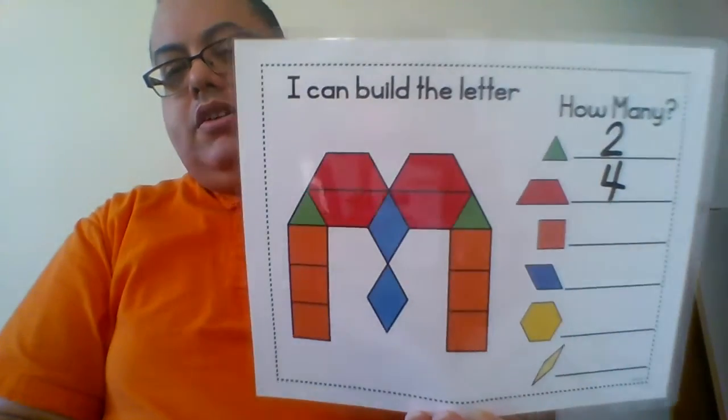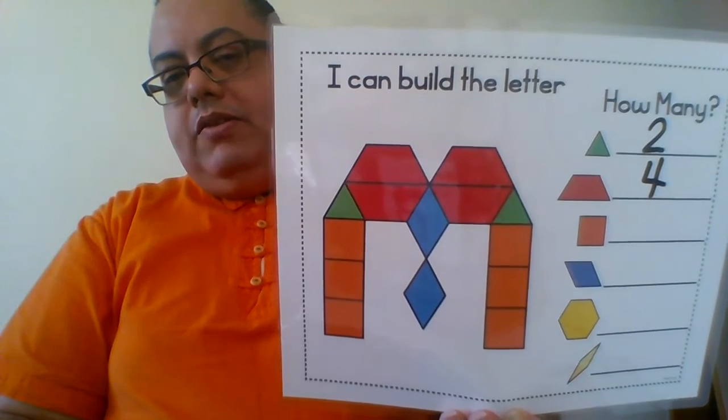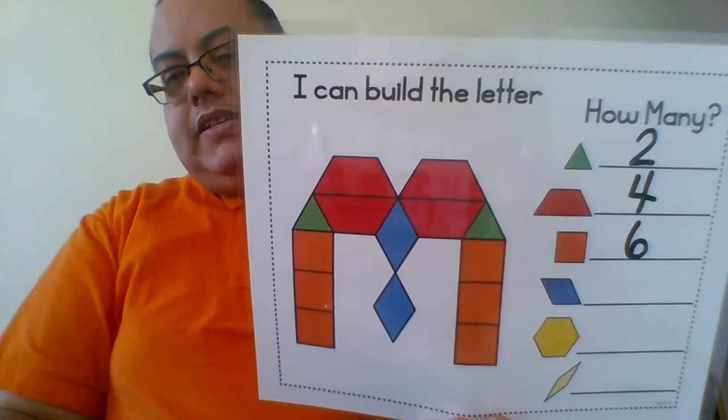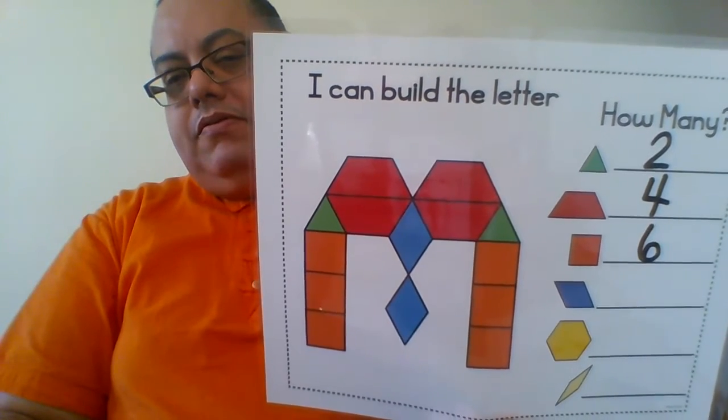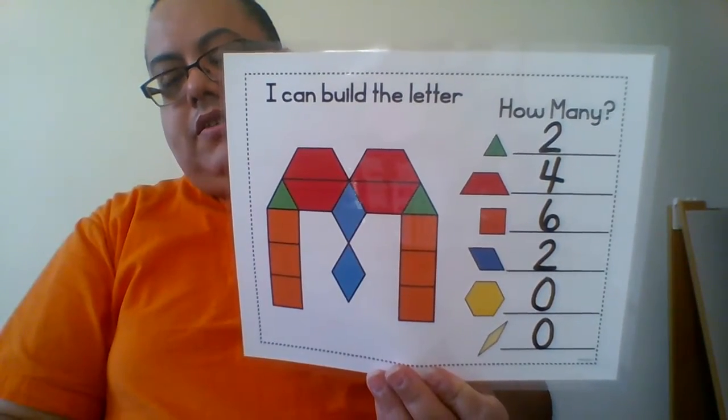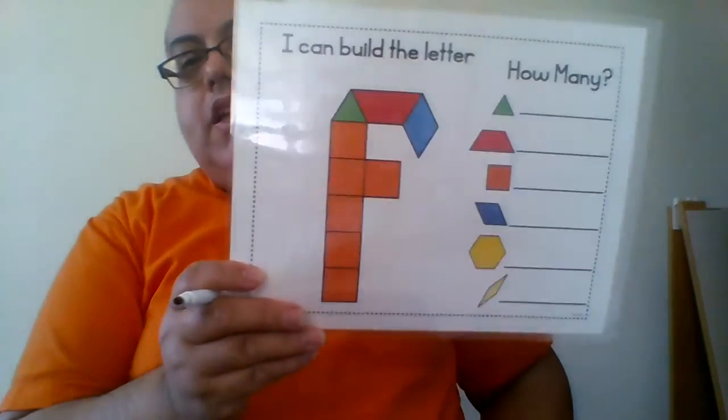Look at the orange squares. How many do we have? 6. Very good. In the middle we have rhombuses. How many rhombuses in blue do you see? 2. Around and down and out you go. That's the way to make a 2. There are no hexagons and no beige rhombuses. So we have 0 for those. This is our third letter. We did G, we did Q, we did M. Now we're going to do F.